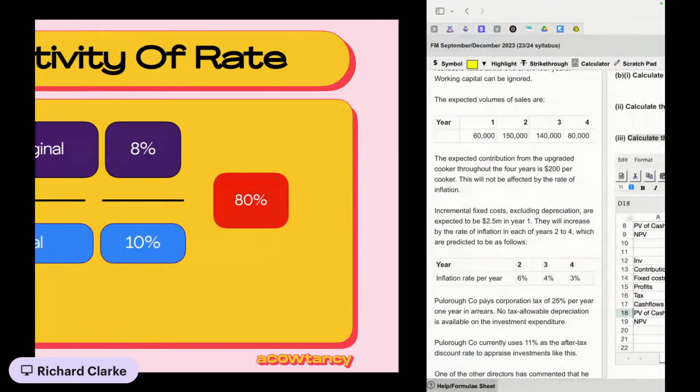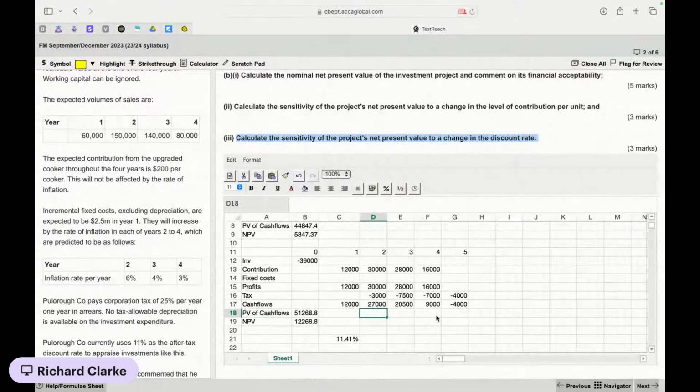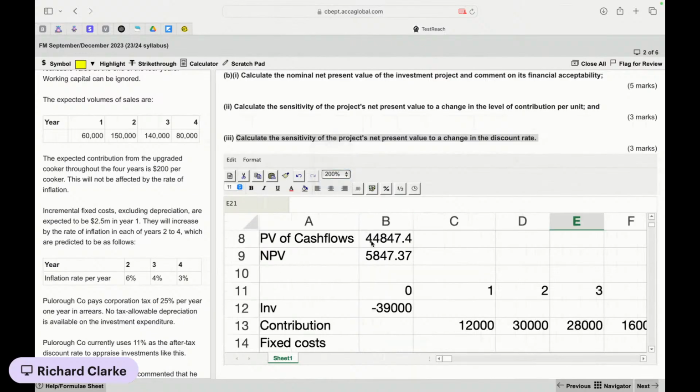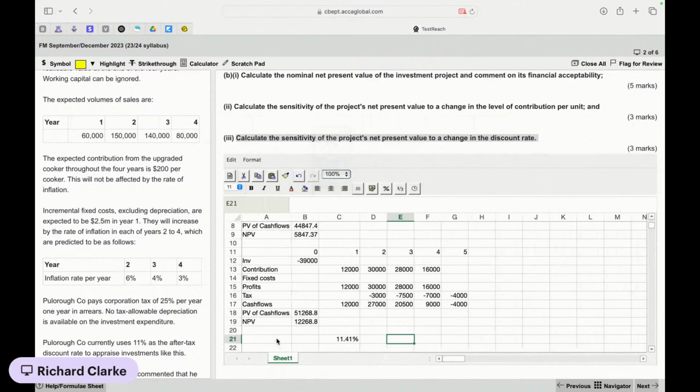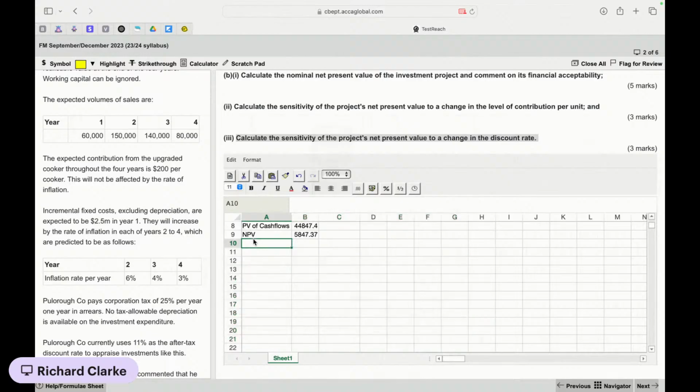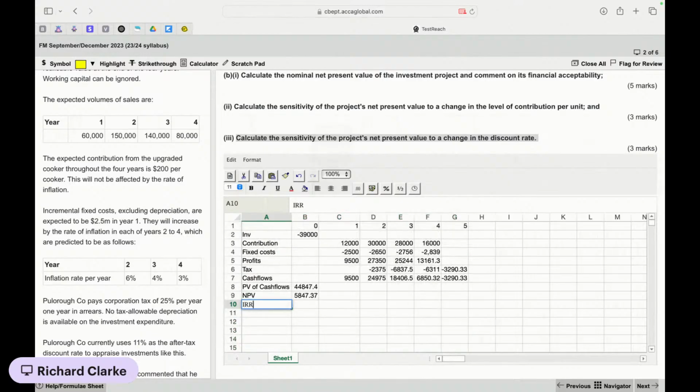Let's get back to the exam question. The rate we use, I can make this bigger. No, I can't. Let me get rid of all of that, because that was when we were doing the contribution. So I'm now going to do the IRR. I need to put that minus 39,000 and just move it. You'll see why in a second.